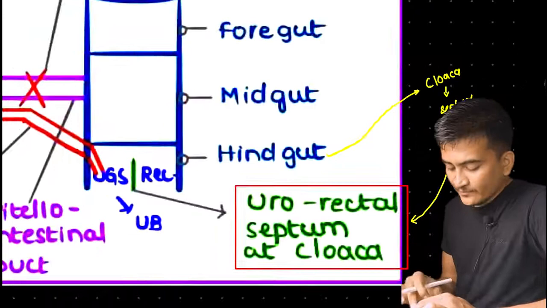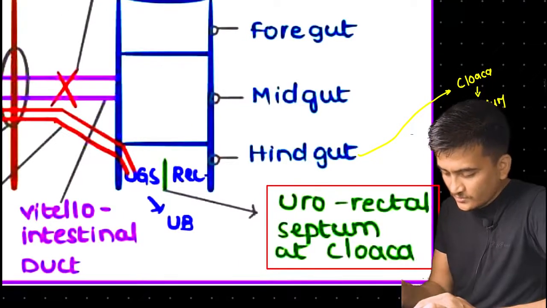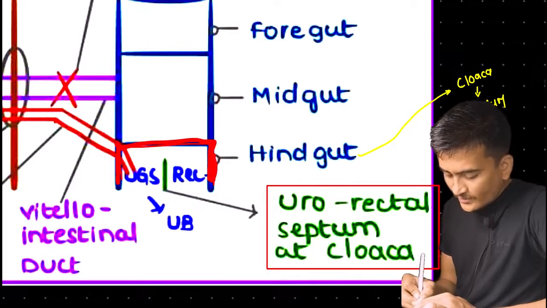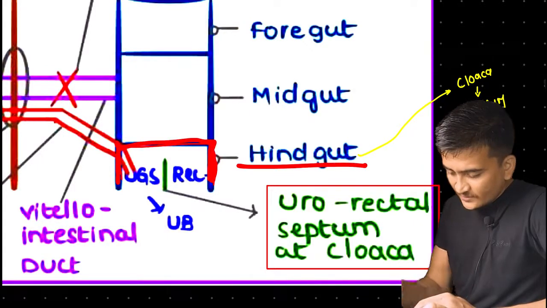Okay, now what is this? This is our hindgut, right? This is our hindgut. Now what is going on in this hindgut is there is one septum, as you can see right here.